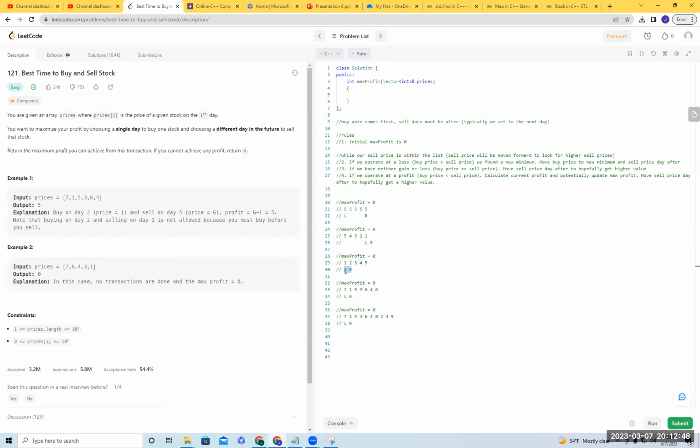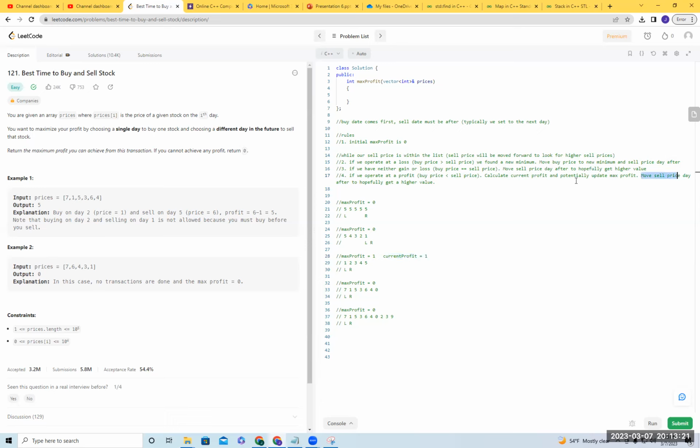So once again, I buy it on the first day. I sell it on the second day. What's the profit between these two? Well, if I buy it for $1 and sell it for $2, that means I have a profit of 1. Now, current profit equals 1. So is that greater than my max profit? Yep. So I'm going to go ahead and update that. I haven't found a new minimum, right? That would be the scenario if I operate at a loss. If I operate at a profit, I'm going to calculate the current profit like we did. And then if it beats my max profit, then I'll update it, which we did.